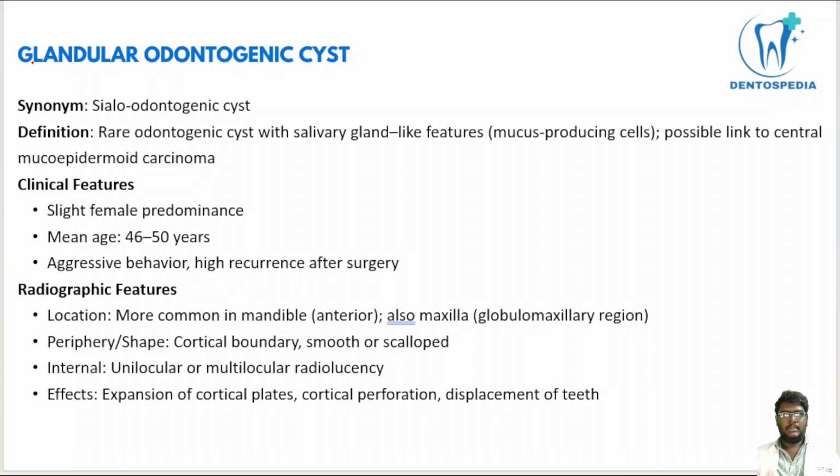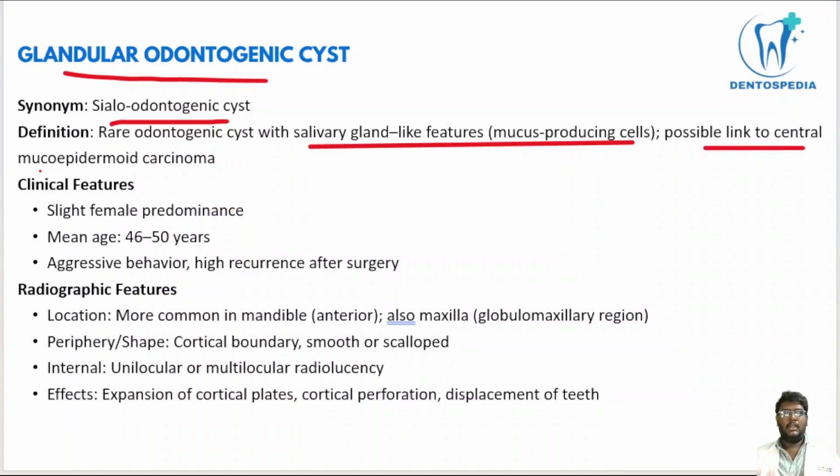Coming to another important cyst, that is GOC, glandular odontogenic cyst. It is also called sialo-odontogenic cyst. Why are we calling it glandular? There is a reason for that, because it has salivary gland-like features like mucus-producing cells in that cyst. So that's why we call it glandular odontogenic cyst. It has a possible link to central mucoepidermoid carcinoma, and it has slightly aggressive behavior when compared to other cysts.